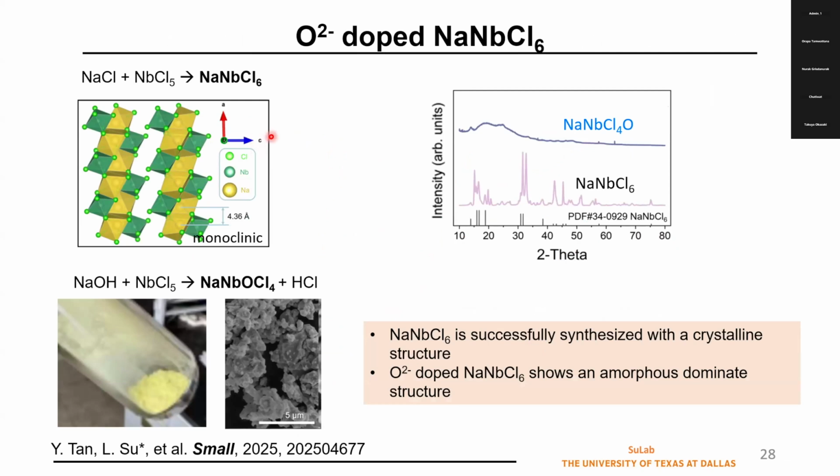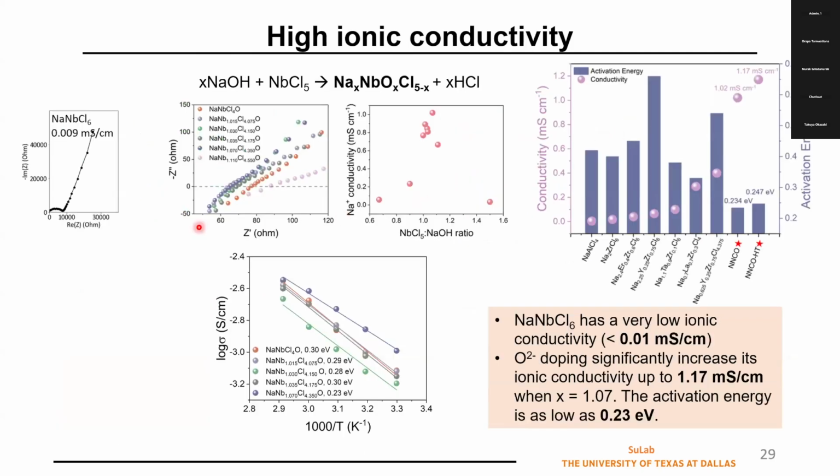So we start from sodium niobium chloride. This is our benchmark material, and here is the structure. To achieve oxygen doping, we use sodium hydroxide, and this is the reaction mechanism: the sodium hydroxide plus the niobium chloride will achieve the oxygen-doped sodium niobium chloride. And here is an XRD pattern of these two materials. Sodium niobium chloride has good XRD peaks, which indicates a crystalline phase, but the oxygen-doped one is an amorphous phase. And then we tested the properties.